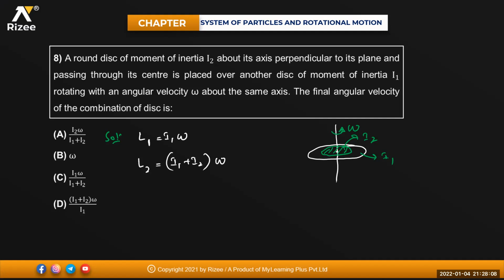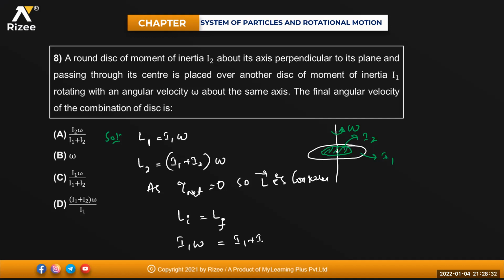Got it? So as torque is equal to 0, angular momentum is conserved. So L is conserved. Initial angular momentum will be equal to final angular momentum. That is I1 into omega will be equal to (I1 plus I2) into omega dash. So omega dash will be equal to I1 into omega divided by (I1 plus I2). Okay, so C will be the answer.